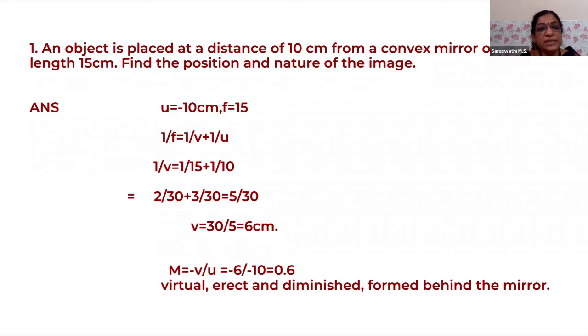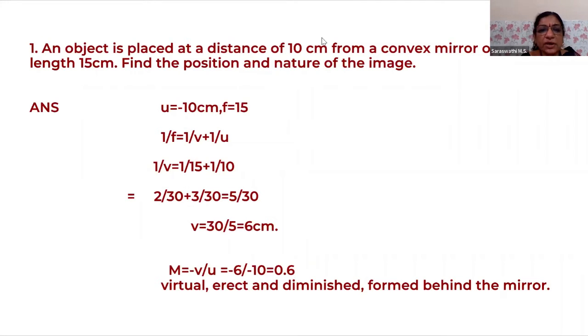So u here is taken to be minus 10. f is plus 15. Why plus 15? Because it is a convex mirror. The focus is on the right side, so focal length will be positive. So substitute the value. 1 by v will be equal to 1 by 15 plus 1 by 10. If you take the LCM, you finally get v. 1 by v will be 5 by 30, or v will be 6 centimeter.